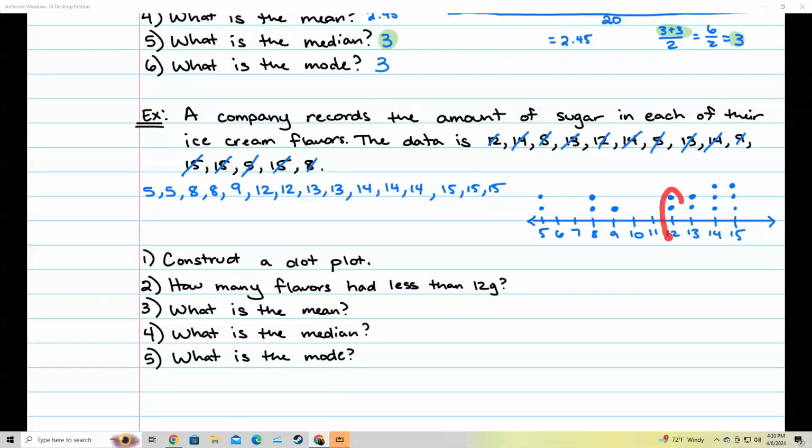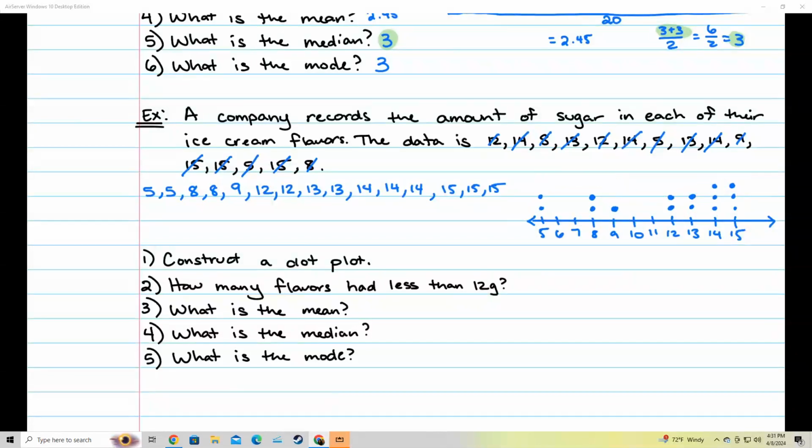What about this one? These two ice creams right here, these ice creams have 12 grams, but 12 grams is not less than 12. I can only pick the numbers that are less than 12, so I do not get to include these ones. And 13 is more than 12, so definitely not 13 or 14 or 15. So I'm not going to include these. I'm only going to be looking at this.